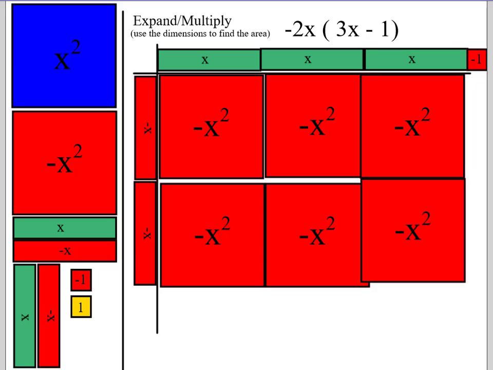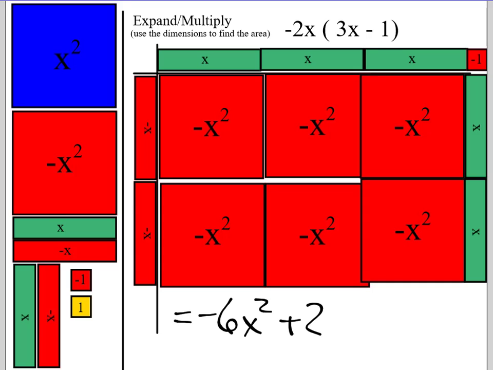And now the last part is negative x times negative 1, and we should get a positive x for that last piece. And so my answer, or my area, when I multiply these together, is negative 6x squared plus 2x. Okay?